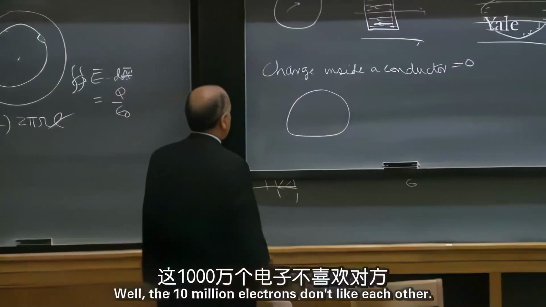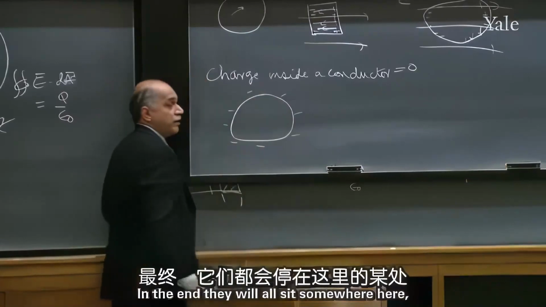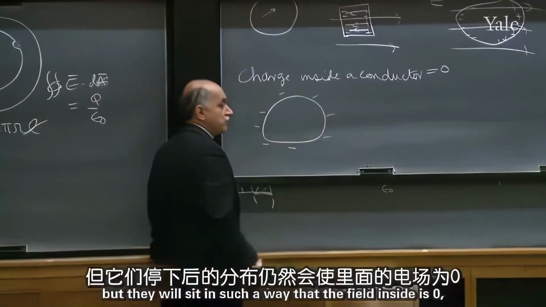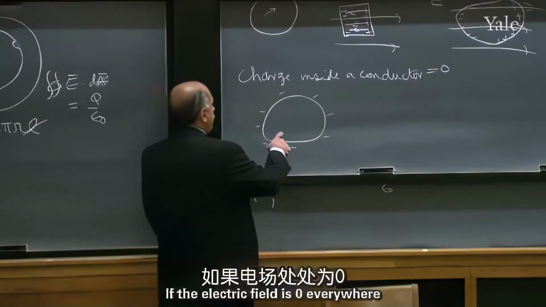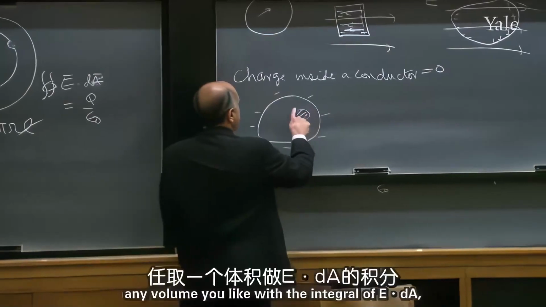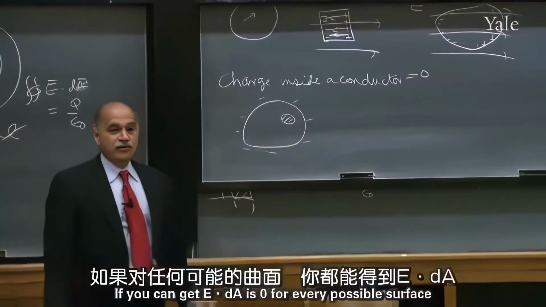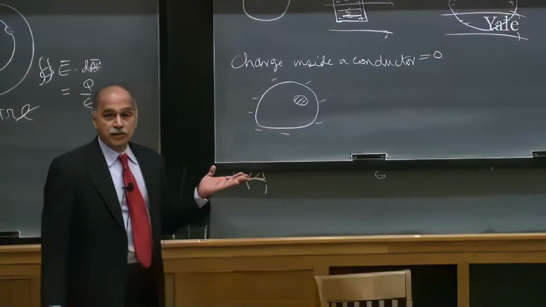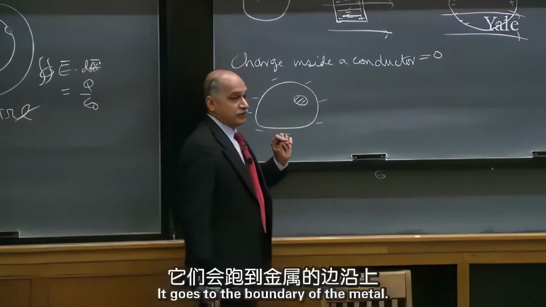Well, the 10 million electrons don't like each other. They will try to run away from each other. In the end, they will all sit somewhere here. But they will sit in such a way that the field inside is 0. Because you cannot have an electric field. If the electric field is 0 everywhere, then the charge is also 0 everywhere, because you can take any surface, any volume you like, the integral of E dot dA, you're going to get 0. If you can get E dot dA 0 for every possible surface, then the charge enclosed by every possible surface is 0. Therefore, there is no charge inside. So where does the charge go? It goes to the boundary of the metal.